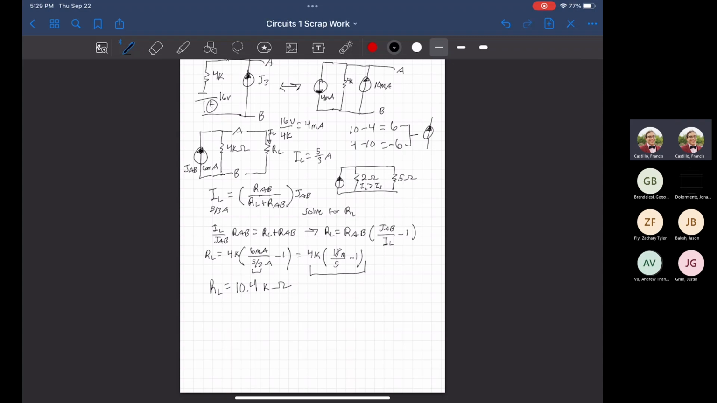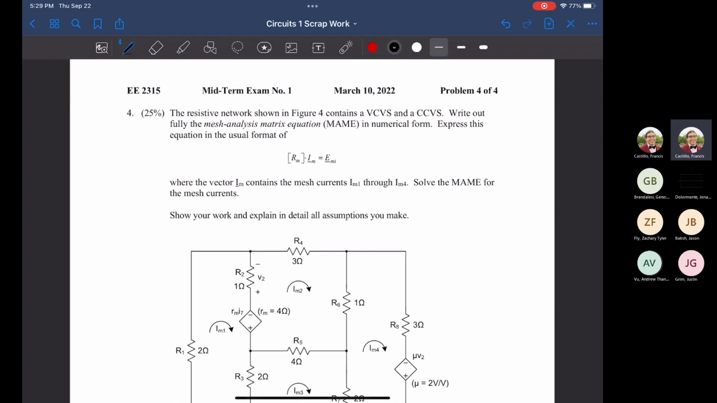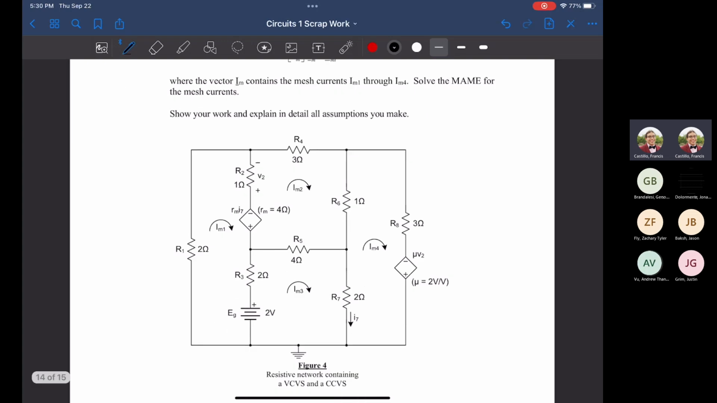Moving on to the final problem, because this midterm only had 4 problems. Well, you look at that. The resistive network shown in figure 4 contains a VCVS. This basically means there's going to be some sort of dependent source in our circuit. Right, perform the full mesh analysis and write the matrix equation in numerical form, expressing this equation in the usual format.